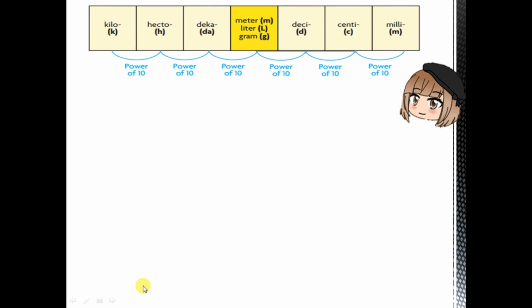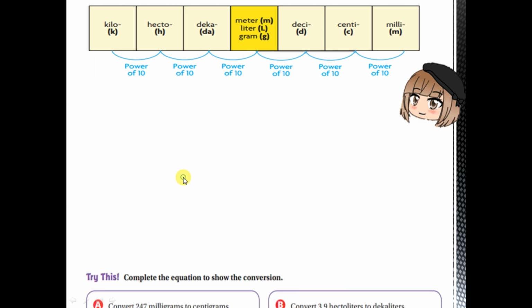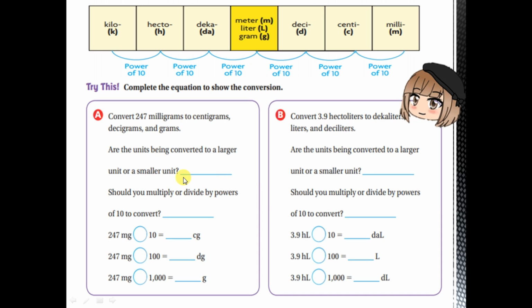Okay, so that's the units table. I will always need it. And let's see another example. Convert 247 milligrams to centigrams, decigrams, and grams.